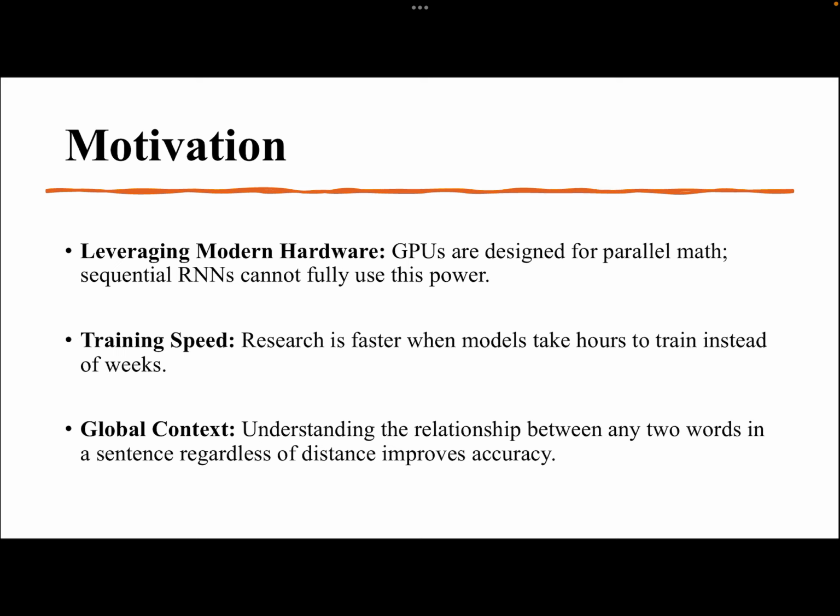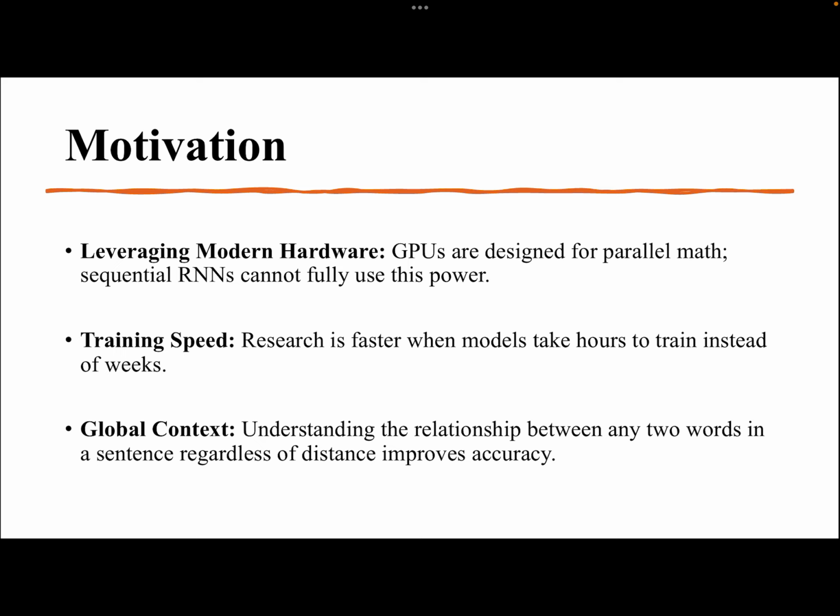Now, as we have seen the problems, let's see the motivation behind this work. Modern GPUs are designed for parallel computation, right? Meaning they can do many operations at the same time. But RNN forces us to process data one step at a time, which is actually a waste of this power. For example, imagine solving 10 problems. The sequential method means solving one problem at a time, then the next one, then the next one. The parallel method means solving all the problems at once. So clearly parallel is much faster.